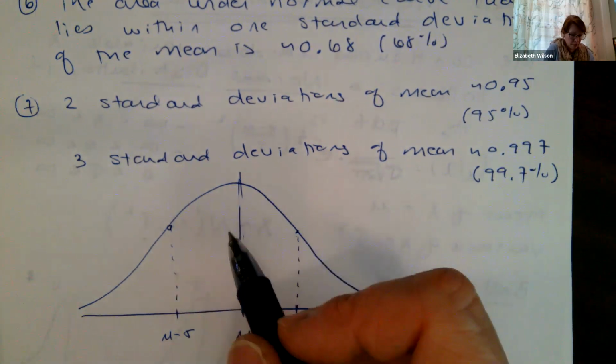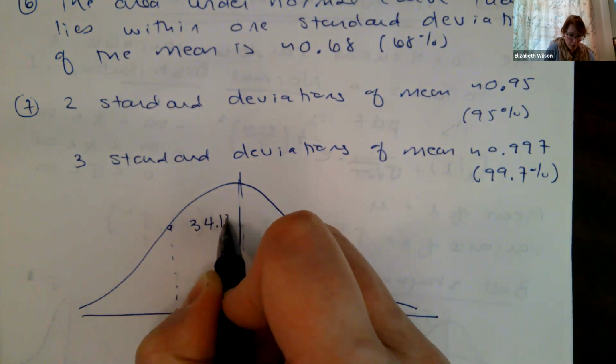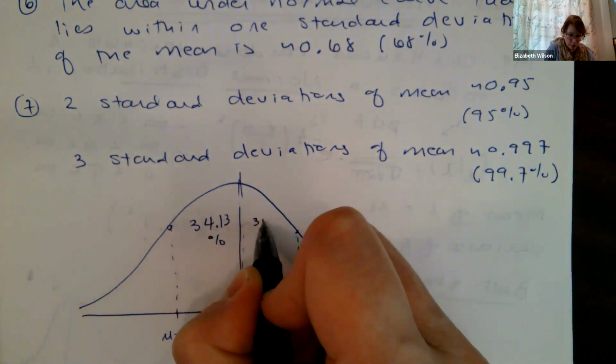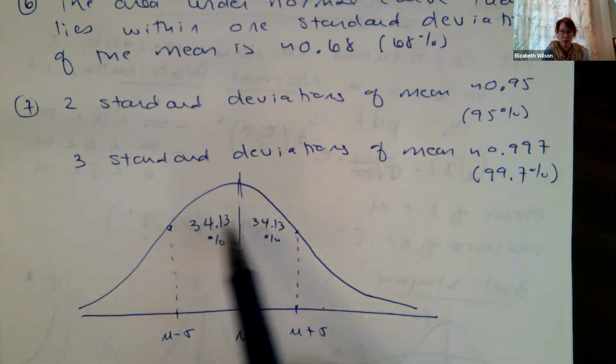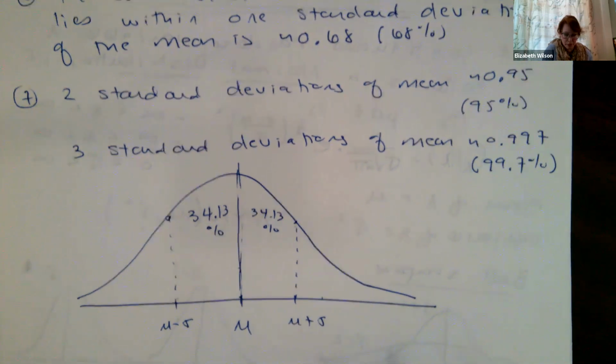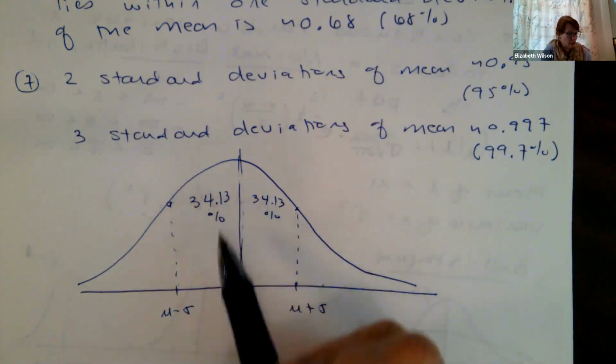I can split this in half. So this is 34, it's actually 34.13%. This is 34.13% as well. So 34.13% is between mu minus sigma and mu plus sigma on either side. So total, it sums up to 68. This is a little bit more accurate. We round this up to approximately 68, but there's a little bit more.